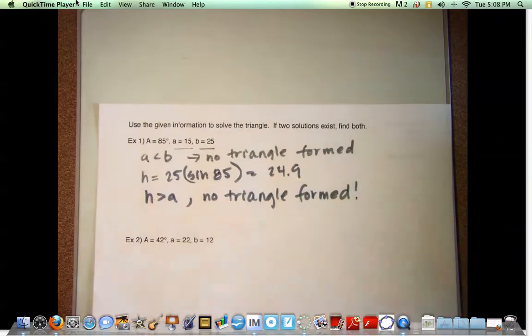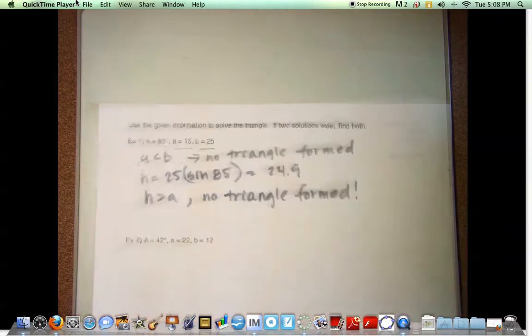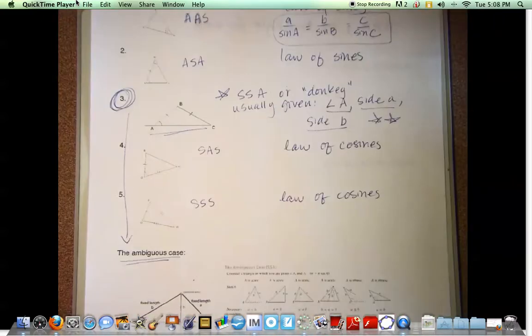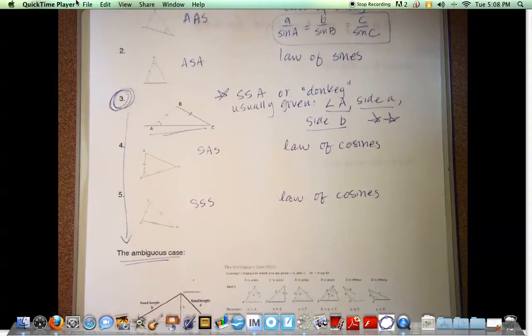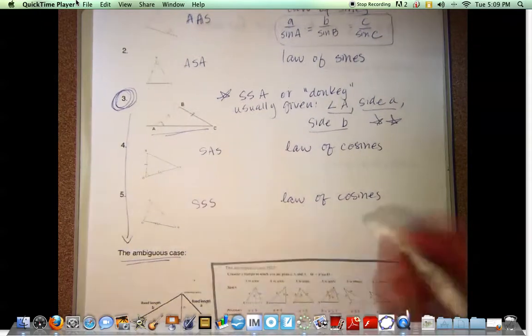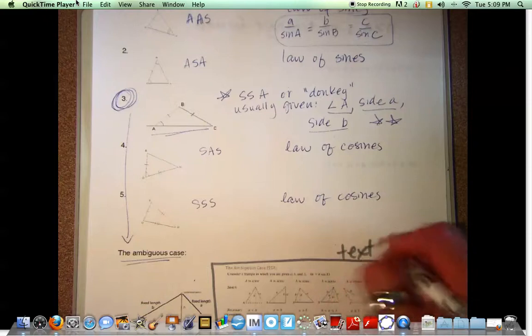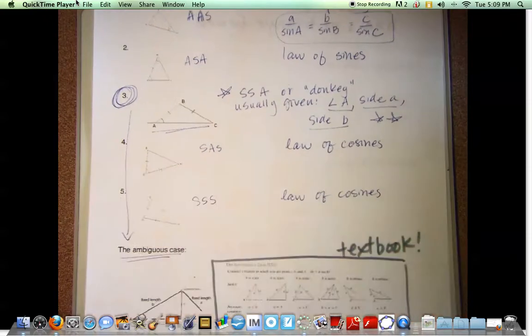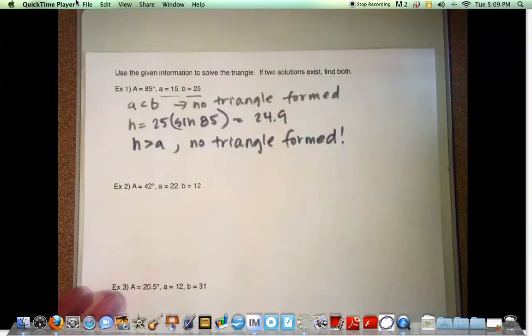And that is because of the rule that's given here. If a is less than h, then there's no triangle formed. You can find this in your textbook, and you might be able to read it a little bit better. That's in your textbook. All right.